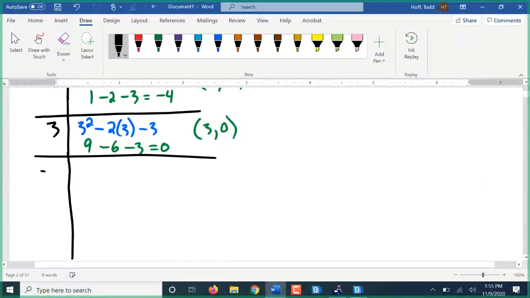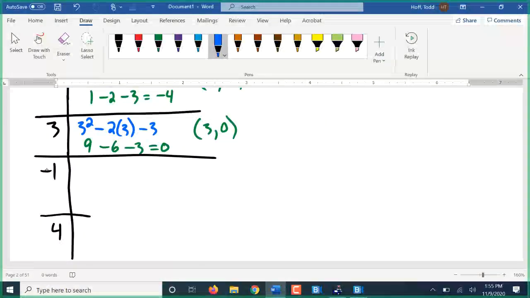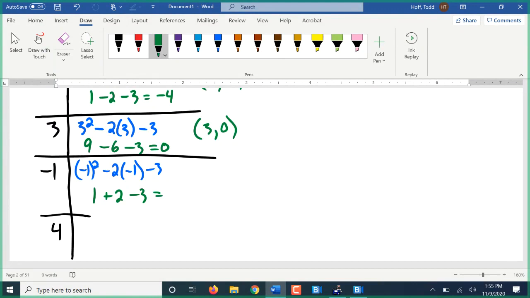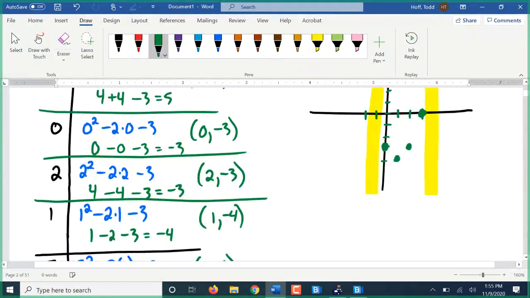X equals negative 1 and x equals positive 4. So if x is negative 1, this is negative 1 squared minus 2 times negative 1 minus 3. Well, negative 1 squared is 1. Negative 2 times negative 1 is a positive 2. Minus 3. Well, 1 plus 2 is 3. Minus 3 is 0. Gives me the ordered pair that when x is negative 1, y is 0. That's a point right there.